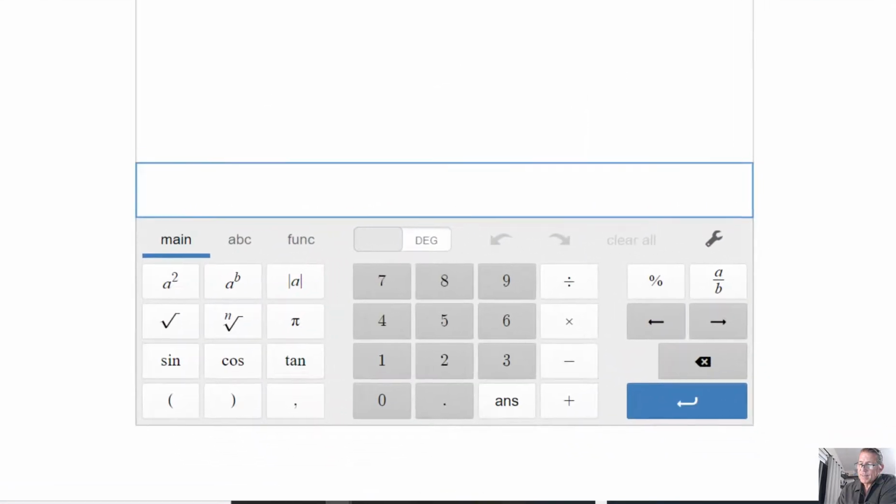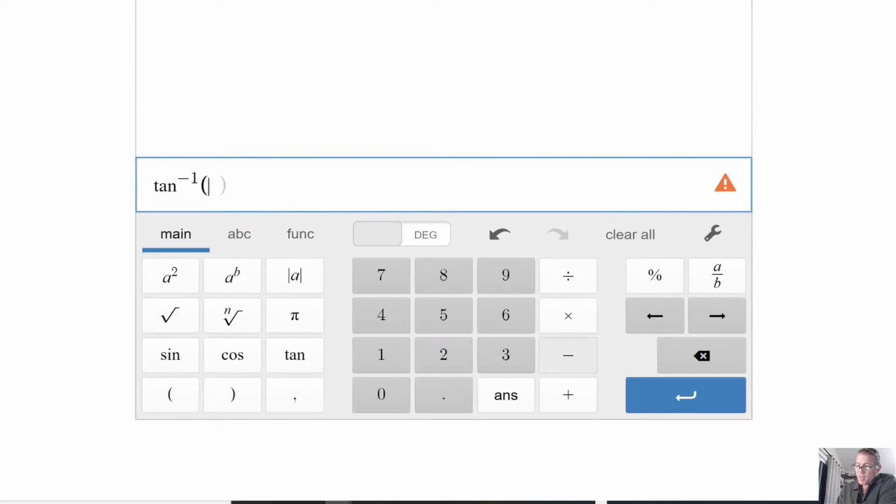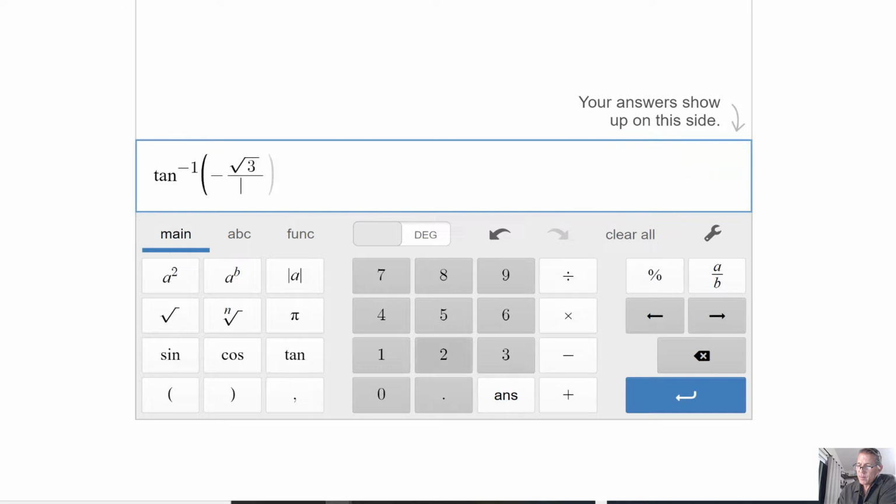So let's get Desmos going here, and let's take the inverse tangent of this, and then we'll graph it and make sense of it. So using Desmos here, we're going to take the inverse tangent of negative root 3. Get out of the root by using your right arrow key, and then divide it by 2, and you just type it in.